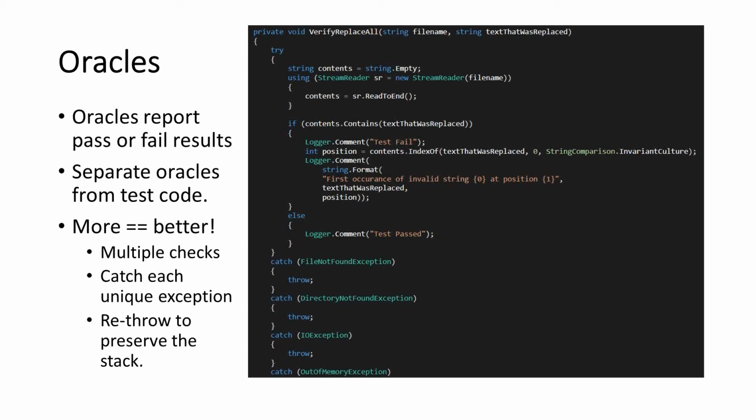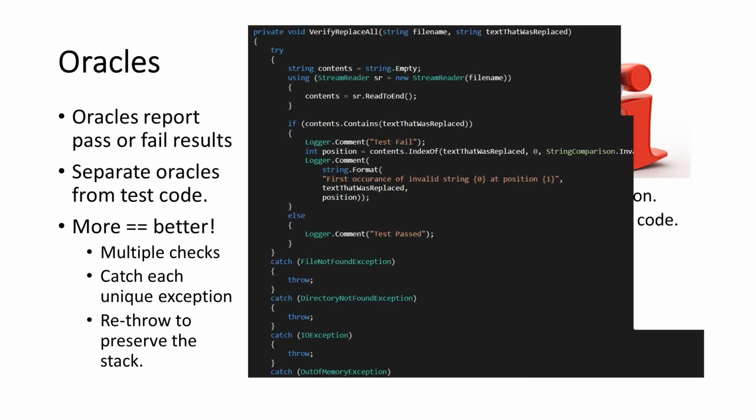And when you're in your oracle, if there's a problem, I want to be able to throw those different exceptions. In this case, I'm throwing the exception in order to preserve the stack. When I throw that exception, my test code catches it and simply rethrows it. Then I have the stack, so it's much easier to see exactly what went wrong during the execution of my test. But again, one thing I want to stress is to separate the oracle from the test code. The oracle should be a separate method that your test calls.